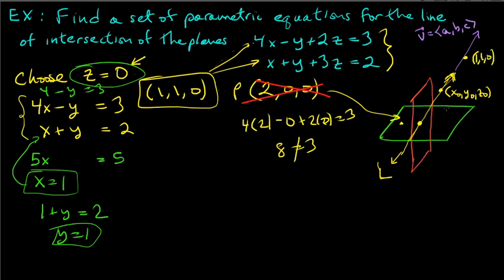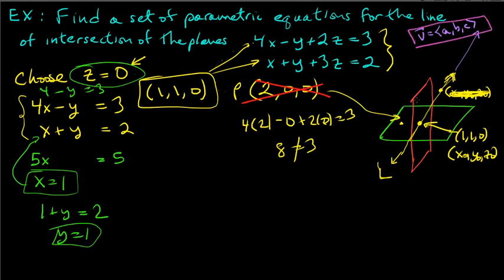So that point happens to be 1, 1, 0. So that is a point that's on both planes. And if it's on both planes, it's on the line of intersection. Okay, so now we're almost done. We have the point, our x0, y0, z0. Now what else do we need? We need a direction vector. We need a vector v pointing along the line.